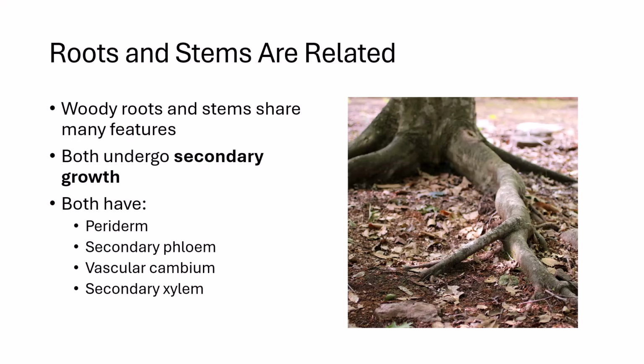Woody roots and woody stems share many structural features because both undergo secondary growth. That means both develop a periderm, secondary phloem, a vascular cambium, and secondary xylem. Even though roots and stems have different jobs, they're built using many of the same tissues.